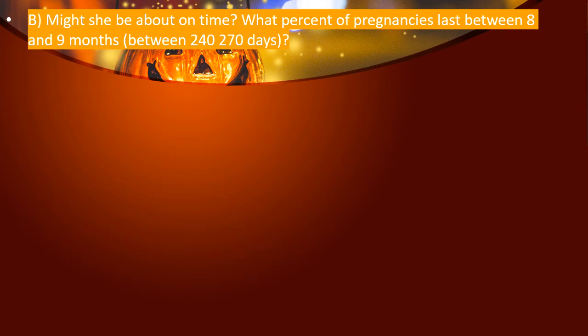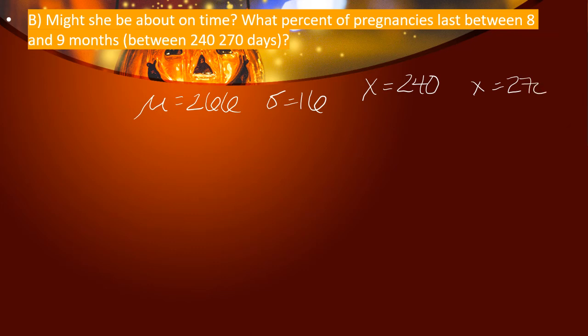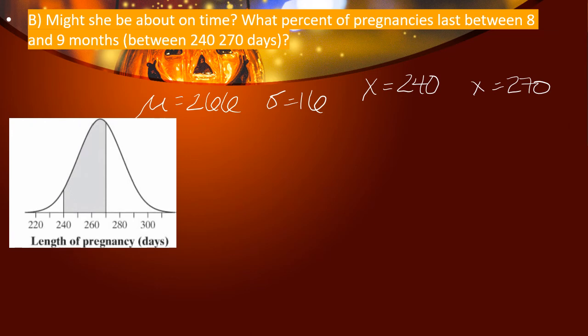Okay, so let's take a look at this second problem. Might she be about on time? What percent of pregnancies last between 8 and 9 months, between 240 and 270 days? So first thing I need to do is write down my givens. Mu equals 266, the standard deviation is 16, my first x is 240, and my second x is 270. So I would probably pause and be like, wait a second, what am I doing here? I better draw a distribution.